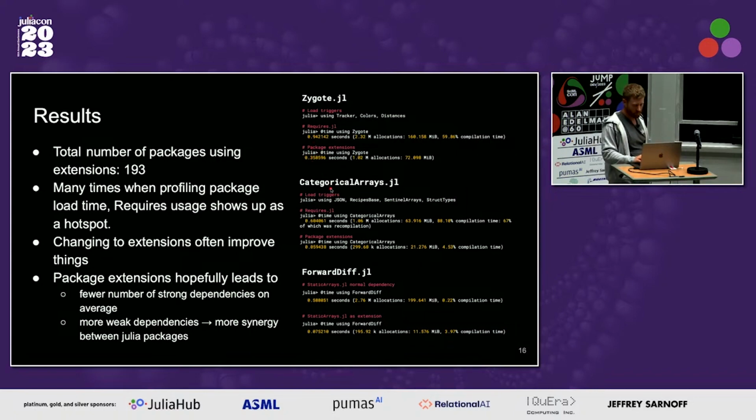We can also look at CategoricalArrays. They also had a few of these conditional dependencies or triggers. So we load them, then we load CategoricalArrays. Again, we have a pretty large compilation time, and we also have recompilation. What I think happened here is that loading CategoricalArrays or one of these triggers invalidated code that was used to run this Requires code, and then it had to be recompiled. But when we use package extensions, we have these precompiled modules, and when we loaded CategoricalArrays, it was pretty much instant this time.